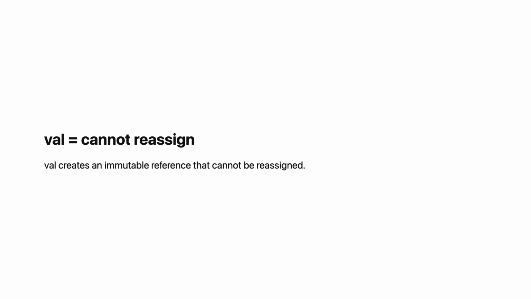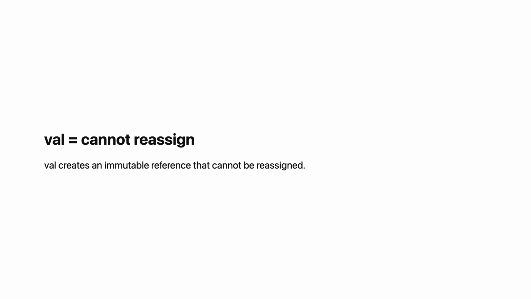Val does not mean the value itself is immutable. If you have val list = a mutable list, you cannot reassign list to a different list, but you can add items to the list. The reference is fixed. The content might not be.